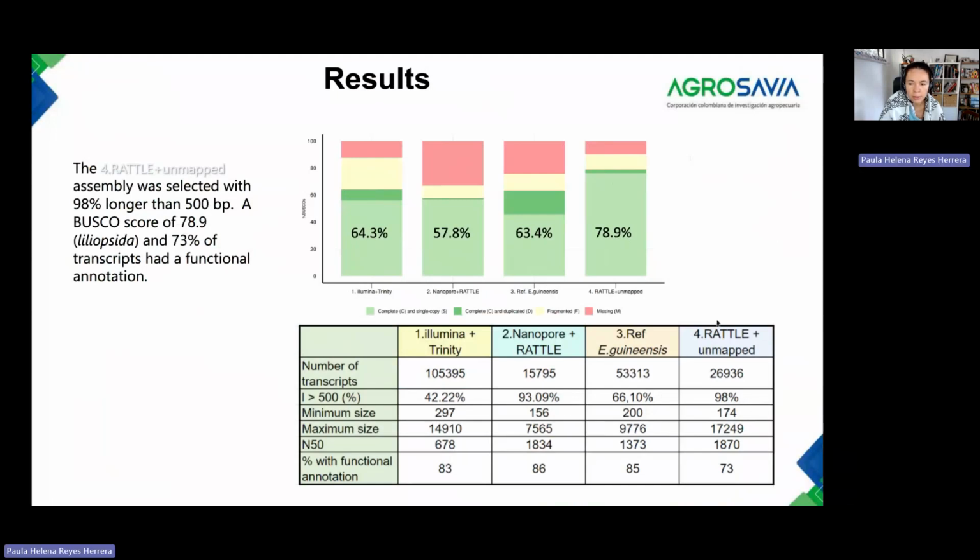And so we selected the fourth assembly, the Rattle plus unmapped, because it has the highest BUSCO completeness score with the lowest fragmentation. It also had 73% of transcripts with a functional annotation.